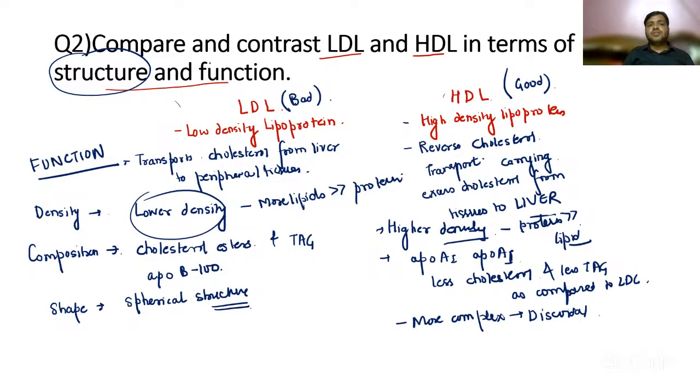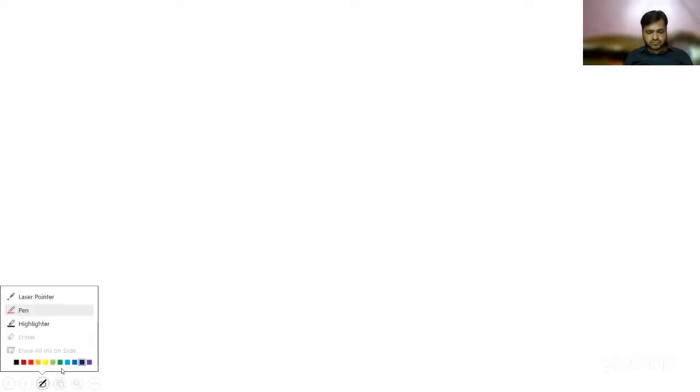Now coming to the function of LDL and HDL. The main function, you already know for both. But if I just want to enumerate more, if we talk about the function of LDL, the primary function is to transport cholesterol from the liver to the peripheral tissues, right?